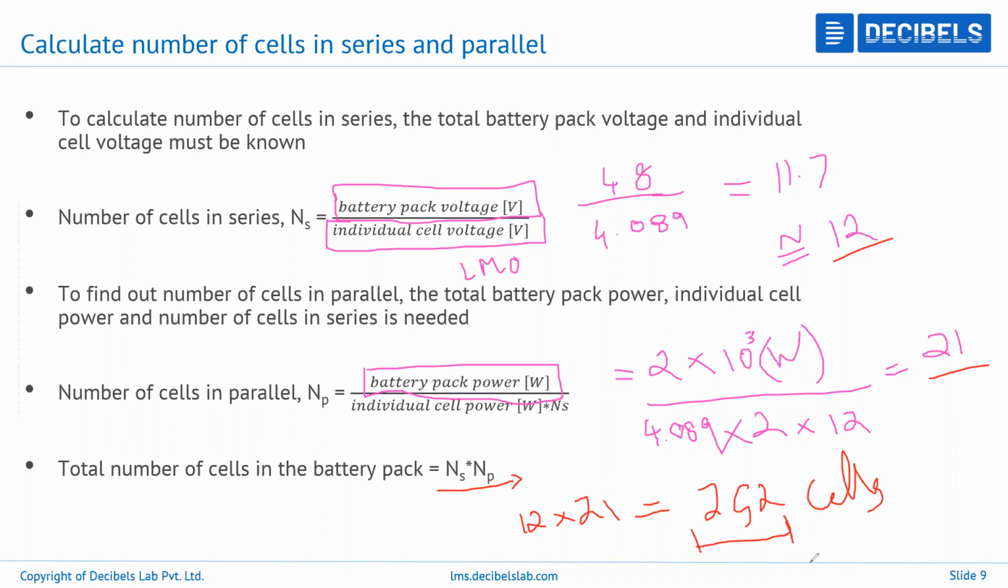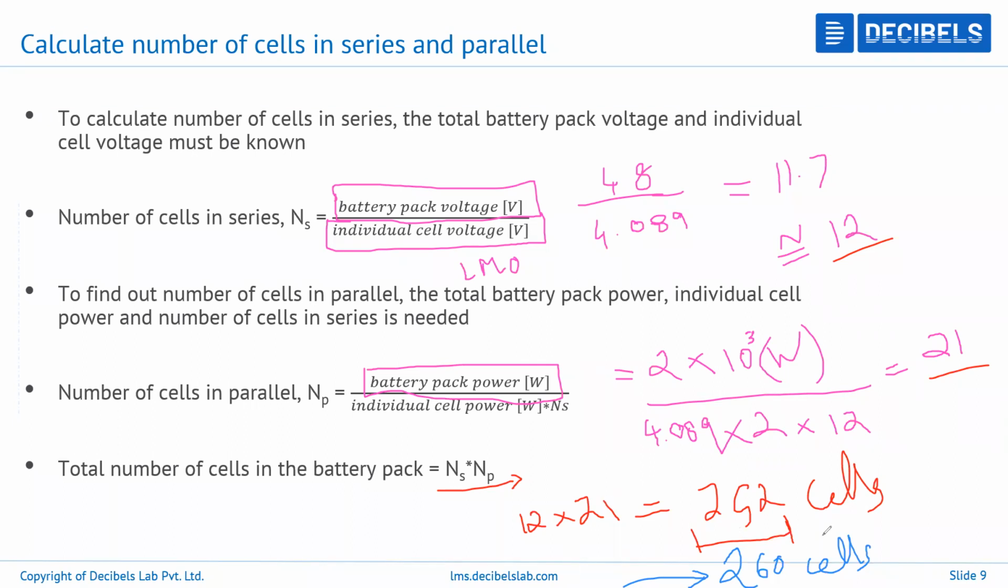Generally, when we are calculating the total number of cells, we don't leave it at this number. Instead, we take some safety margin or factor of safety. We take a few extra cells at hand, and choose a round number of 260 cells. So given the specifications we obtained from the lithium metal oxide type cell, 4.089 based on the cell voltage, we are able to find the total number of cells in series, the number of cells in parallel, and the total number of cells. So 260 cells is what will be needed.